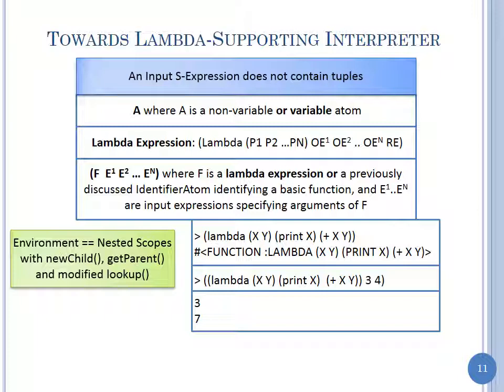Okay, we've got the environment. Keep going. Now our challenge is, we have a new environment with nested scopes. And now the environment has got some new methods, new child and get parent. Our job is twofold. We have to evaluate lambda expressions, just lambda expressions without any arguments. And then we have to evaluate lambda applications. So you see both examples here.